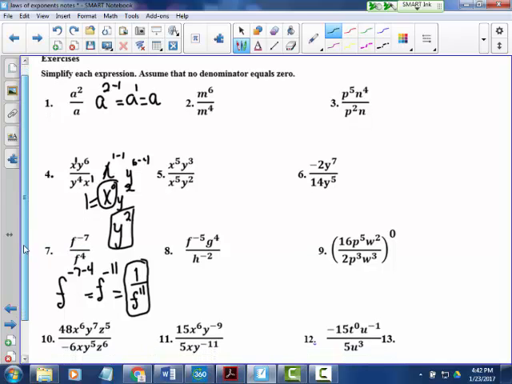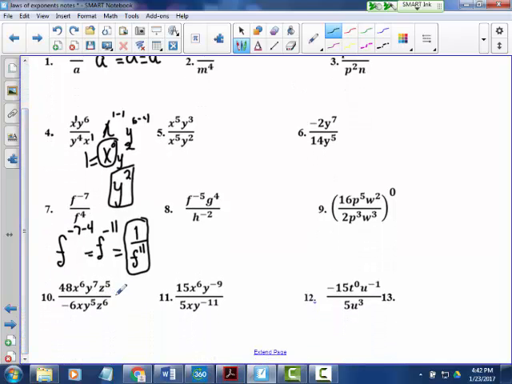All right. So let's take a look then at 10, 11, and 12, and you notice, well, even 9 has coefficients as well. Oh, and 6 did. So I guess I could have started talking about them. But they all have coefficients. So this means division. 48 divided by negative 6. Well, that's going to happen just like it's always happened.